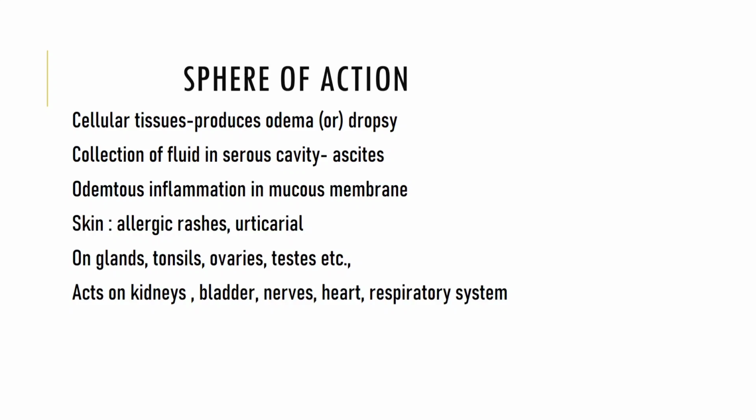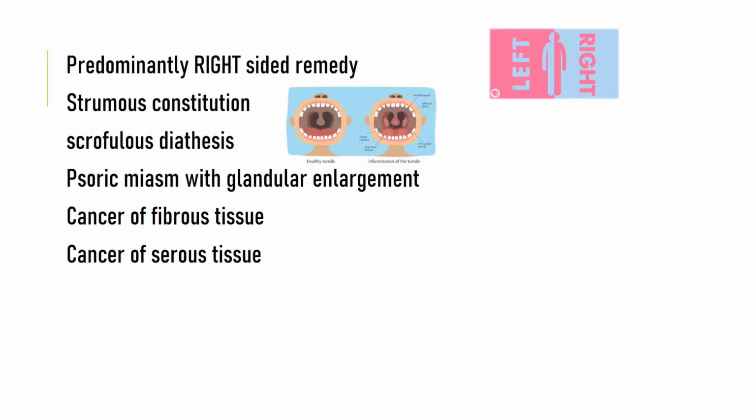And on the skin, you have allergic rashes, urticaria. On the glands, like tonsils, ovaries, testes, etc. And it also acts on the kidneys, bladder, nerves, heart, and respiratory system. So it's predominantly a right-sided remedy, and it is of the strumous constitution. Struma means thyroid gland enlargement, like maybe goiter or something, and strumous is basically of the tubercular thing, and it is sycotic miasm with glandular enlargement.